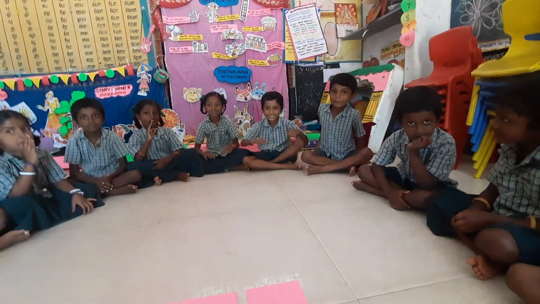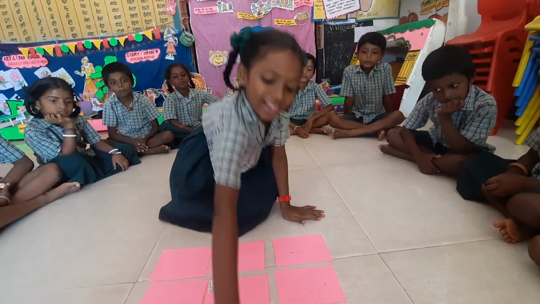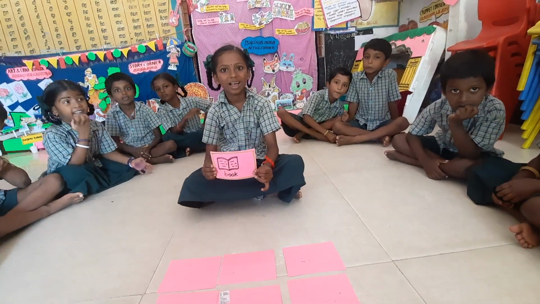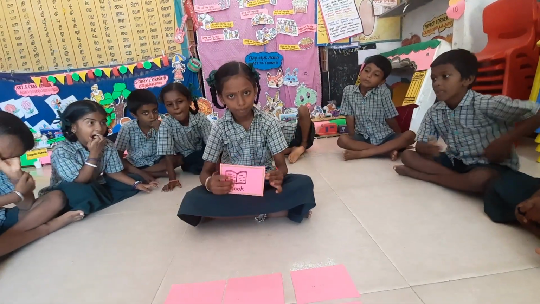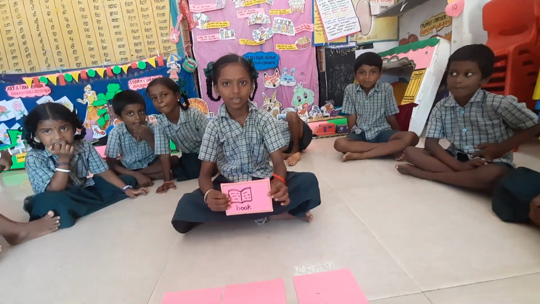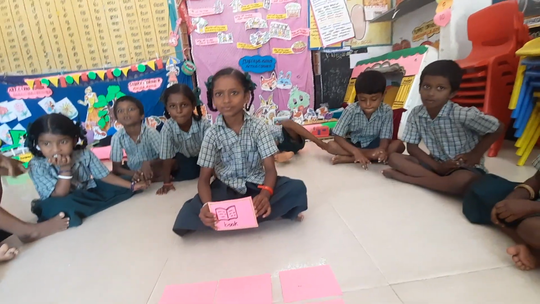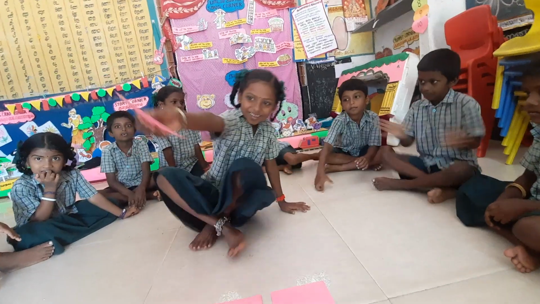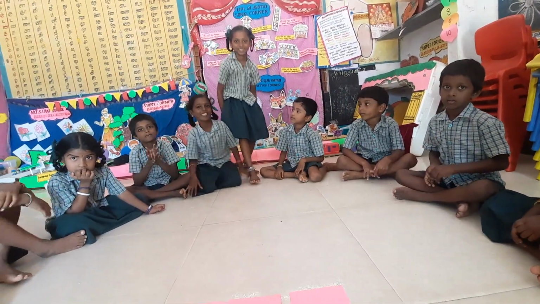Now, Tivisha, come here. Take a card. Show it to me. You read it. First you look. Book. Good. Say it again. B. You show to others. Good. Clap for Tivisha. You can go to your place. Sanjana, sit properly.